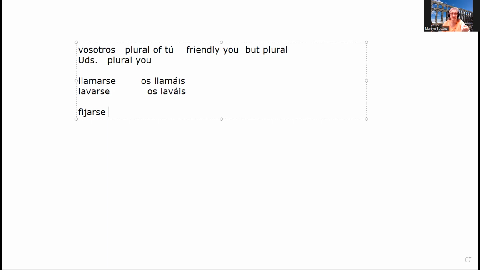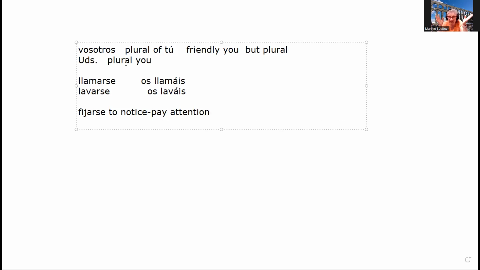Fijar means to fix something, like to stick it in, like if you're putting something in the wall to hang up a picture. Fijar means to fix something, meaning it's stuck in and it's not going to move. All right. But fijarse means to notice, pay attention.